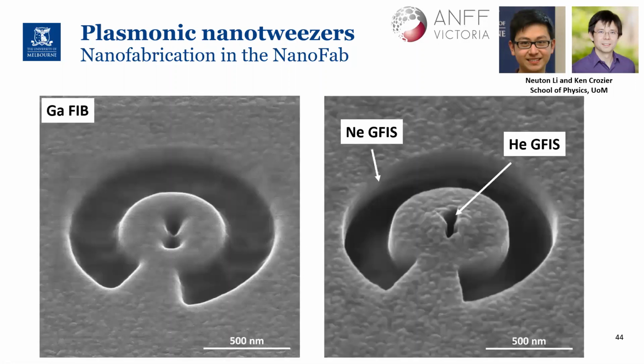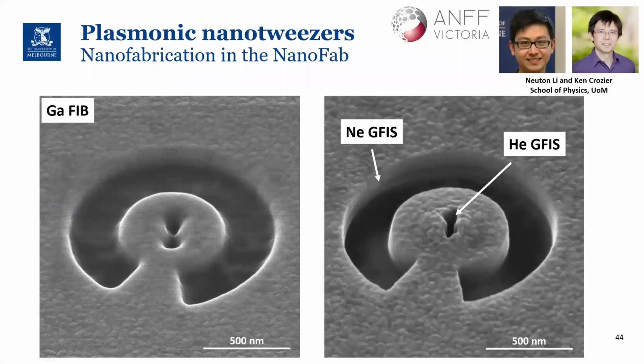The other advantage to using the gas-filled ion source versus a liquid metal ion source is in the shape of the beam. So here, the neon beam and the helium beam is creating vertical sidewalls, whereas the gallium FIB has quite a large Gaussian profile, and so we end up with these rounded edges on the devices that are created.